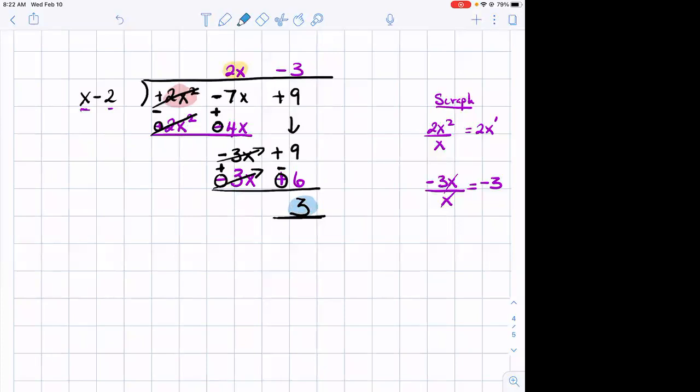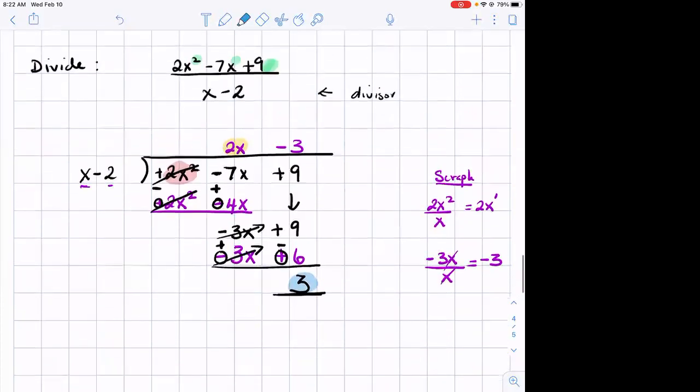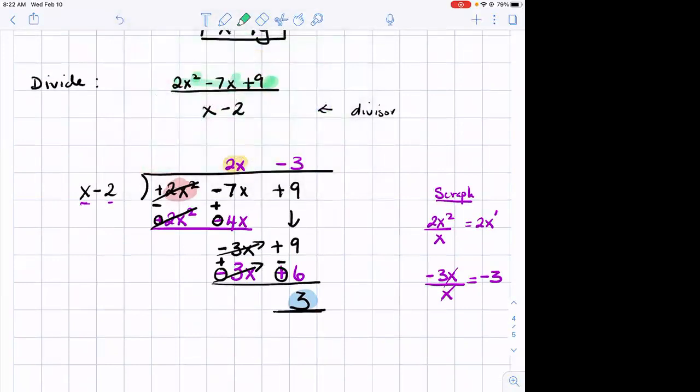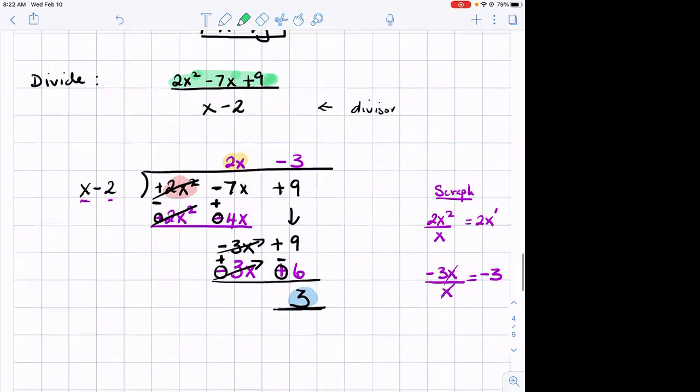Now, because you end up with a remainder, it means that the polynomial that you started out with earlier could not be factored. If you had no remainder, it means that it could have been factored.